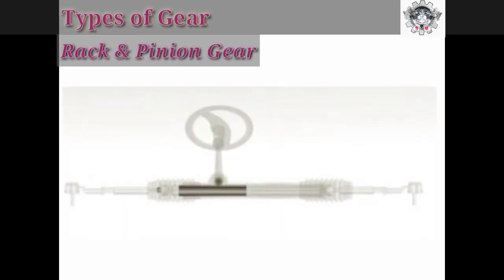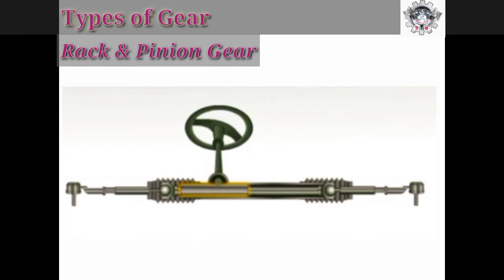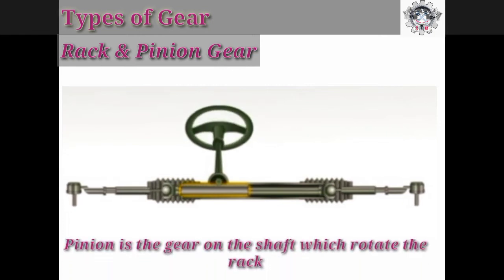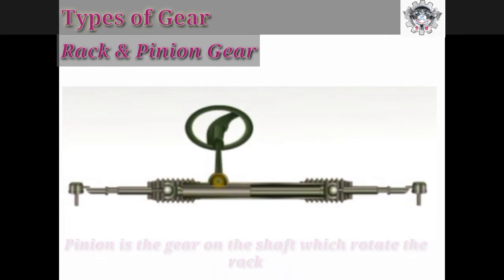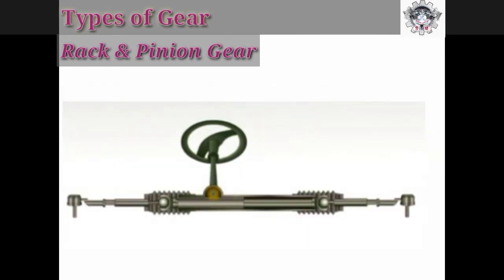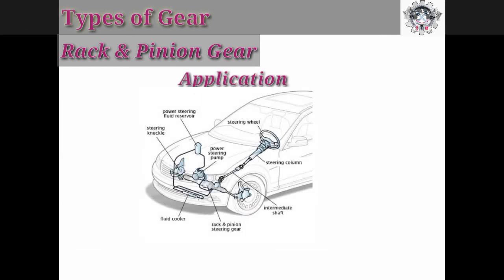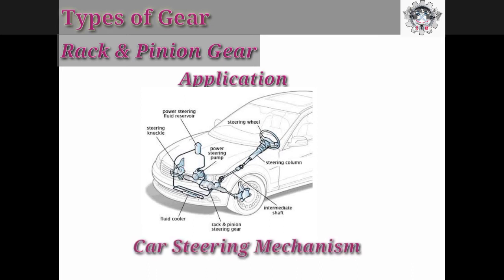Next is rack and pinion. Rack and pinion gear converts rotational motion into linear motion in a straight path with infinite radius. Pinion is a gear on the shaft which rotates the rack. If the pinion rotates about a fixed axis, the rack will translate, that is, move on a straight path. According to its application, it is mainly used in car steering mechanisms.